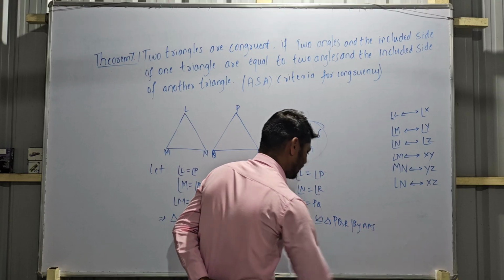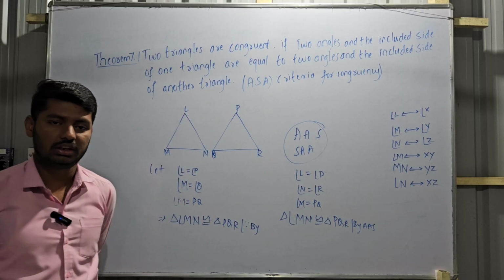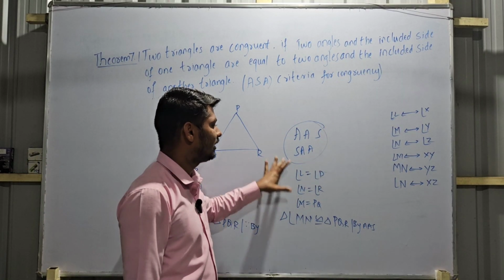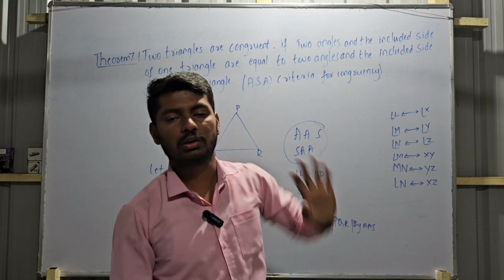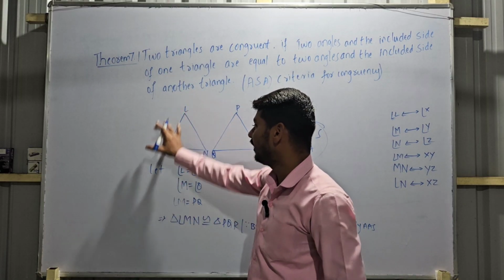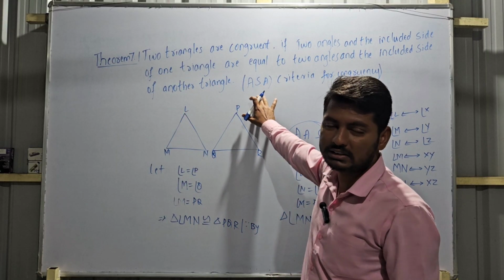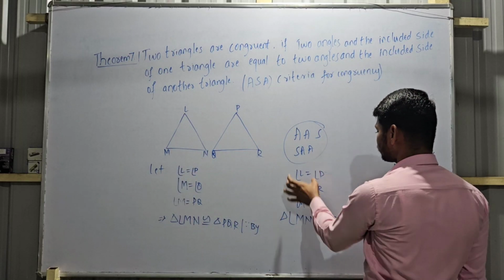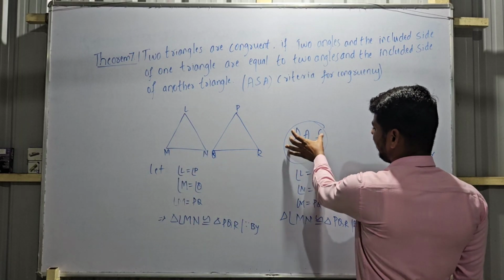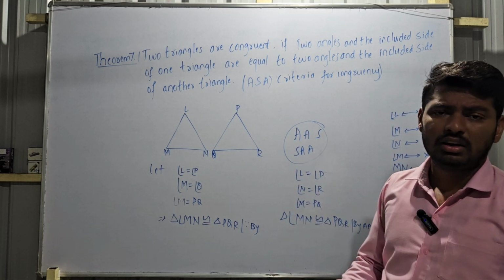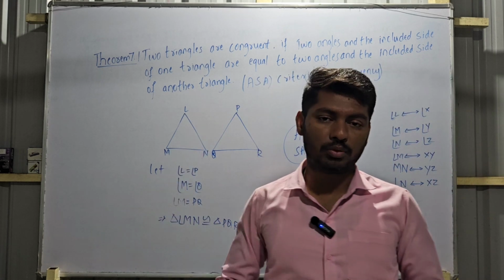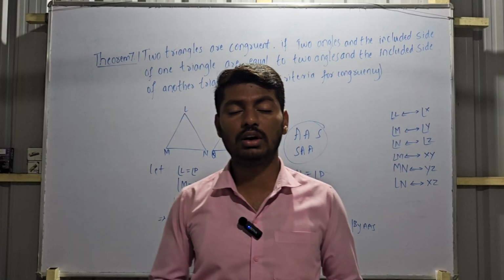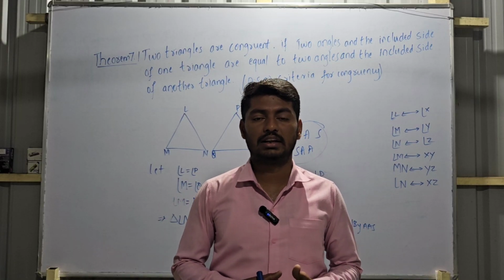angle angle side criteria of the congruency rule. So sometimes we can even take it like this, no need to be included angles, but whenever it is an included angle then it is the angle side angle criteria, and when it is not, we can take it as the angle angle side criteria. So this is about theorem 7.1, the angle side angle criteria for congruency of triangles.